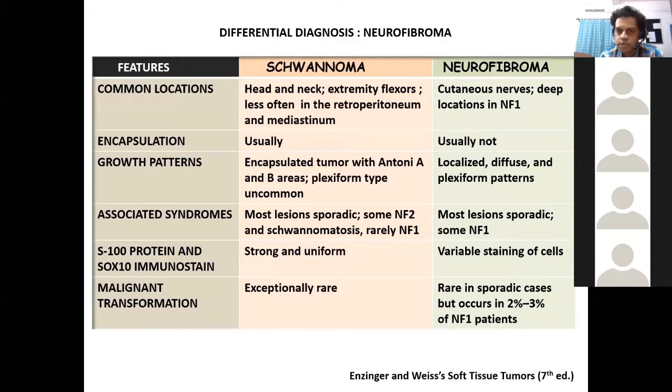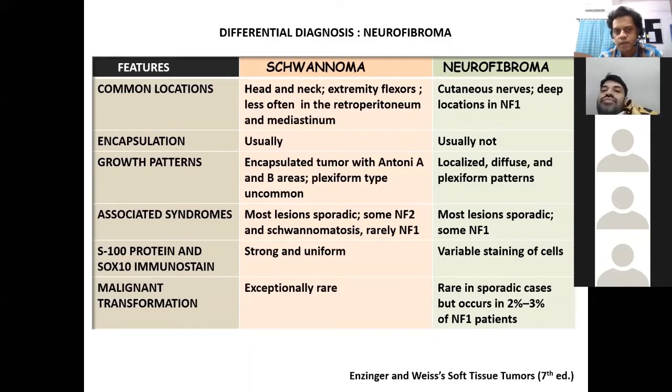Schwannomas are mostly situated in the head and neck and in the flexor extremities. Neurofibromas don't have any such regional predilection. Both can occur in deep locations, so that's not a feature. Encapsulation is seen in the case of schwannoma. It is usually not seen in the case of a neurofibroma. Antoni A and Antoni B will be seen in the case of schwannoma, not in neurofibroma. What about the syndromes? NF1 in the case of neurofibroma. In the case of schwannoma, usually they don't have any syndromes. Rarely, they can be seen in neurofibromatosis 2, or very rarely in neurofibromatosis 1.